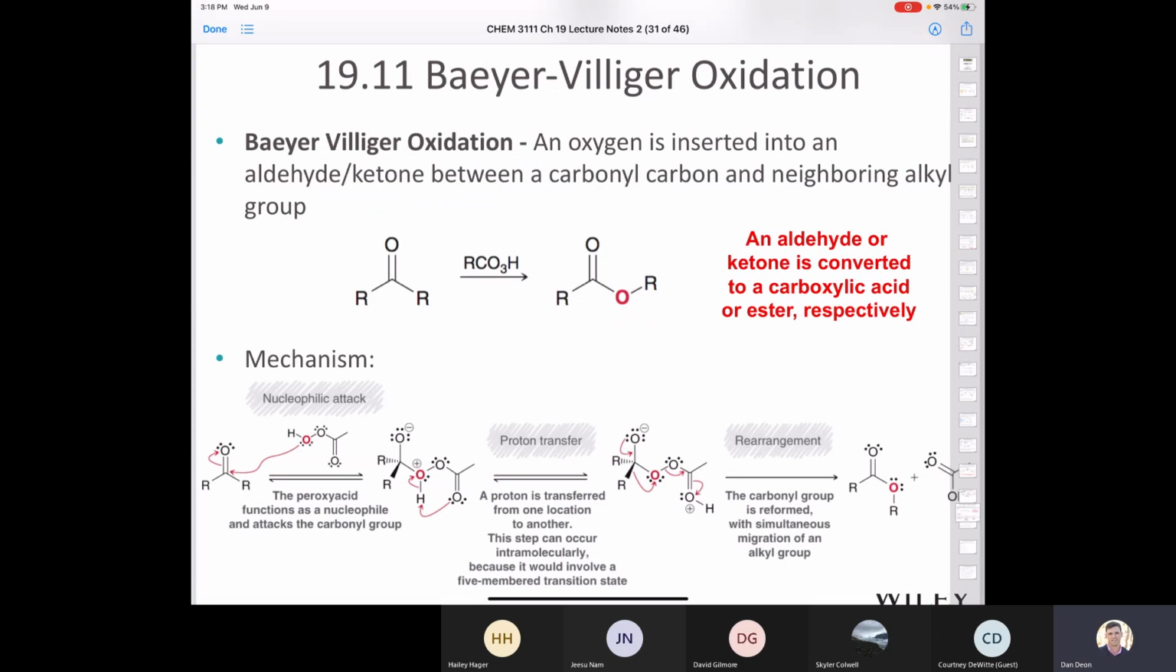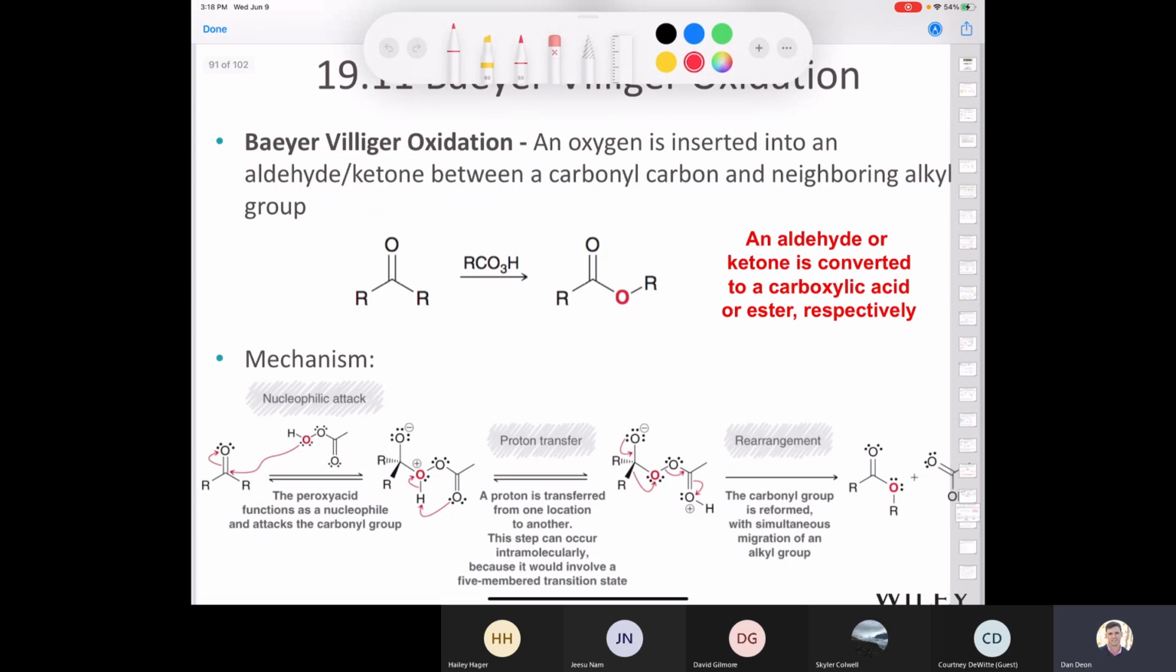So if you take an aldehyde or a ketone, right, that's the whole topic of chapter 19. It's all about aldehydes and ketones. If you take an aldehyde or a ketone and you treat it with a peroxy acid, like this is what we call a peroxy acid, okay, which has this Lewis structure, right? You've got the two oxygens here like that. Well, the peroxy acid is going to insert an oxygen between the carbonyl and one of the neighboring alkyl groups, okay? So there we go. So you actually convert the aldehyde or ketone into a carboxylic acid or an ester.